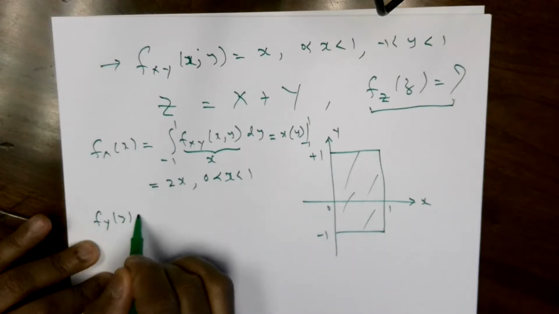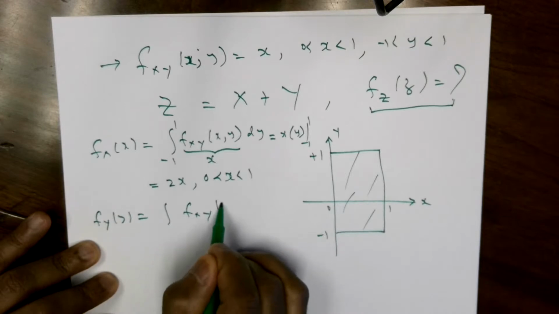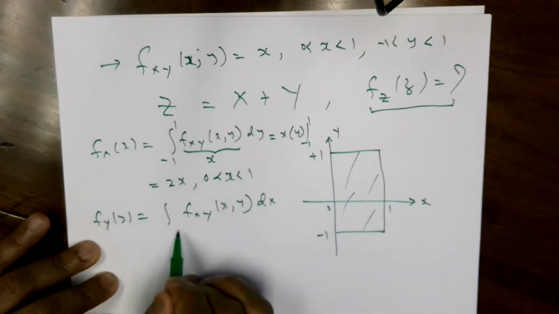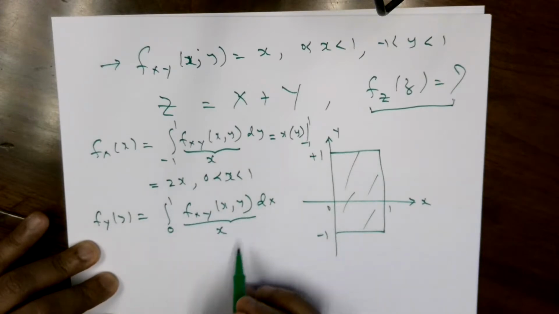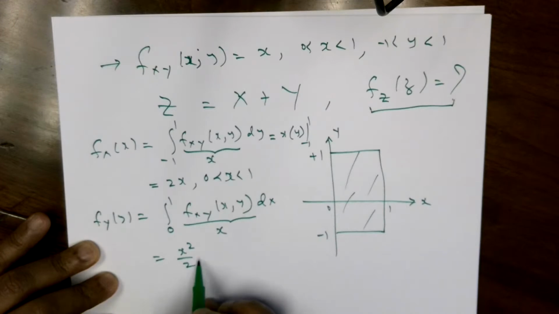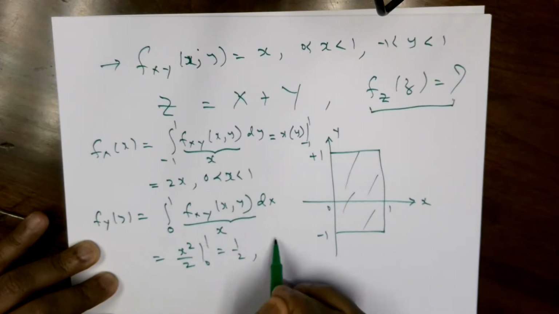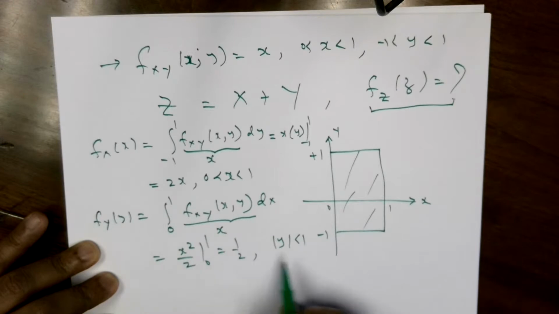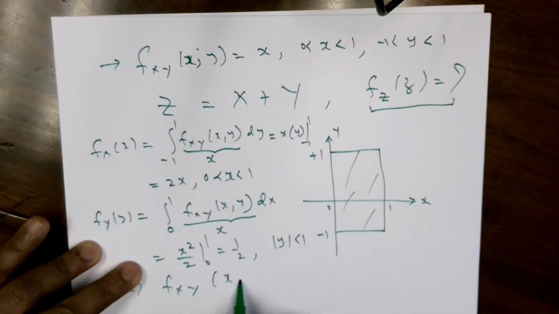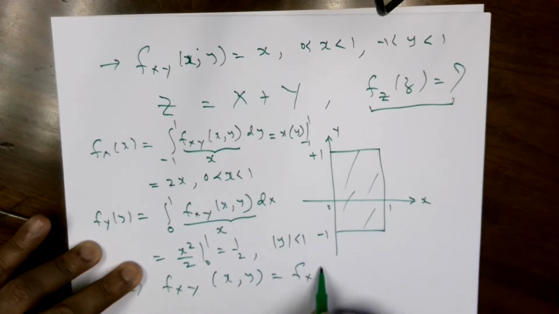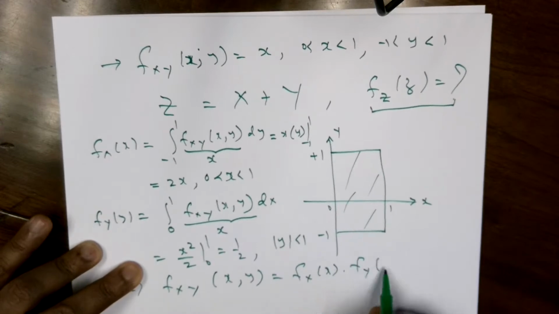And similarly, f_Y(y) would be f_XY integrated out over x from 0 to 1. So this is x, and that integral is x squared by 2, 0 to 1. So that's half, for y between -1 and 1. So that's uniform. And if you take the product of these, you get back the joint density. So we conclude that the joint density function is the product of the marginal density functions, and hence x and y are independent. But that's not the question.